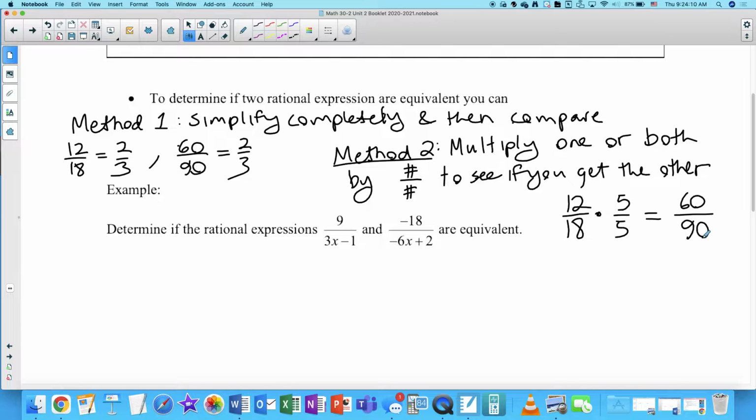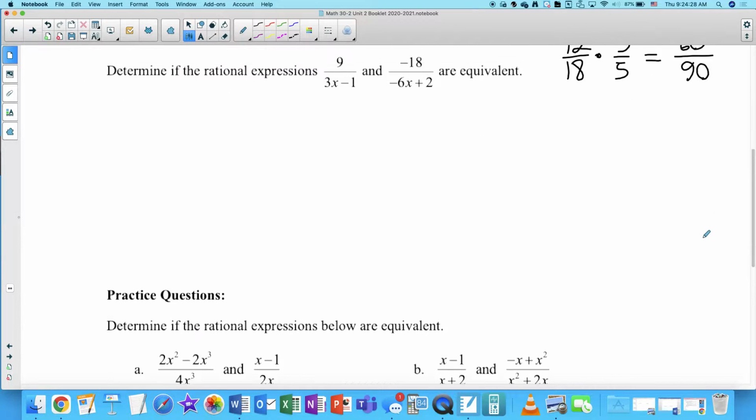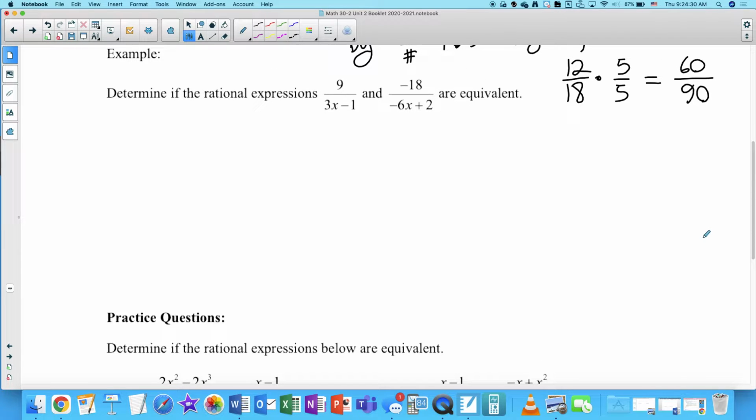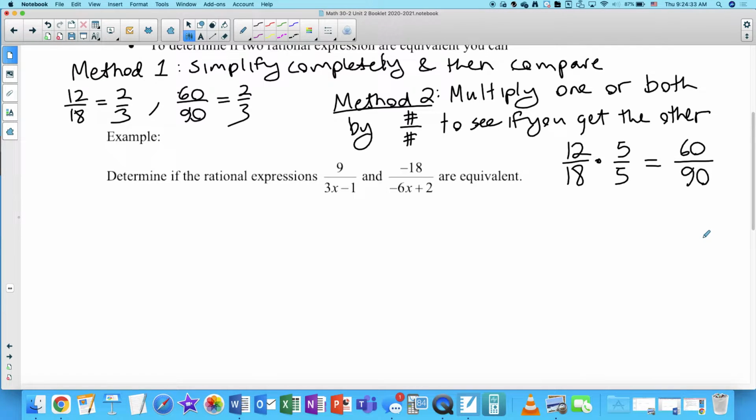Okay? So let's take a look at these two. Determine if the rational expressions 9 over 3x minus 1 and negative 18 over negative 6x plus 2 are equivalent. Okay? Let's do this both ways. So first thing we're going to do is look at each rational expression, see if we can simplify it. The first one, is there anything that can be simplified here?